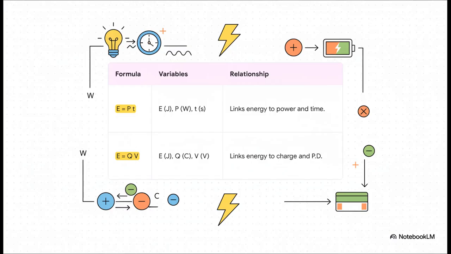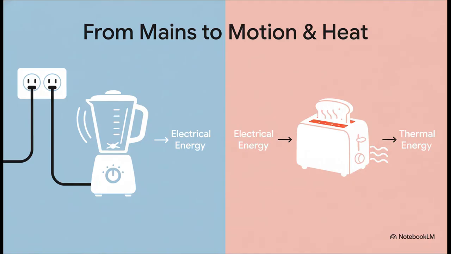And just like with power, there are two main ways to calculate this energy transfer. E equals PT is perfect if you know the appliance's power rating and how long it's been on for. In fact, that's pretty much what your electricity bill is based on. The other one, E equals QV, connects the energy directly to the amount of charge that's moved and the voltage that was pushing it. Just think about it for a second.